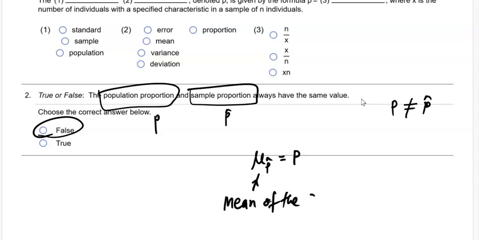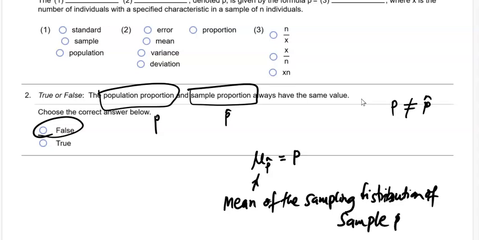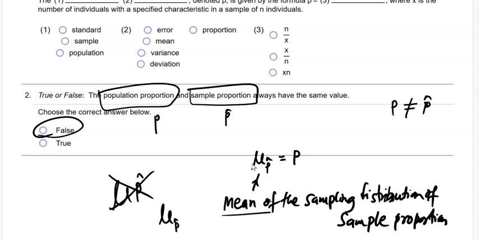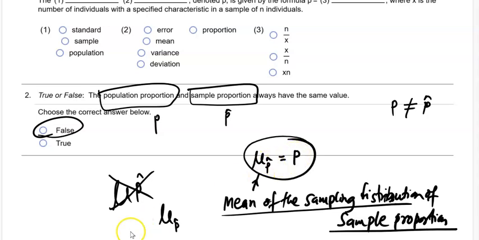The mean of the sampling distribution of sample proportion is the same as p. It's not that p is the same as p hat, but mu p hat is the same as p. Notice this is subscripts together. It's not like mu times p hat. Don't write it this way. It's mu subscript p hat, which is the mean of the sampling distribution of sample proportion, which is the same as population proportion p.